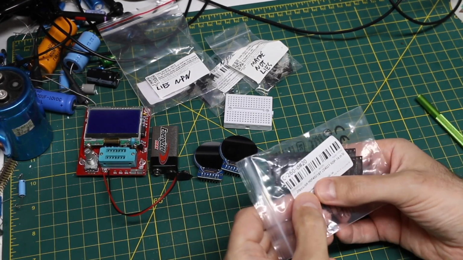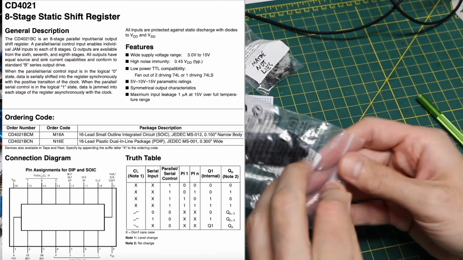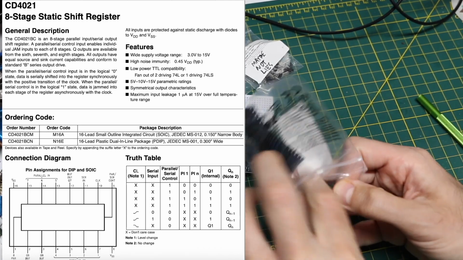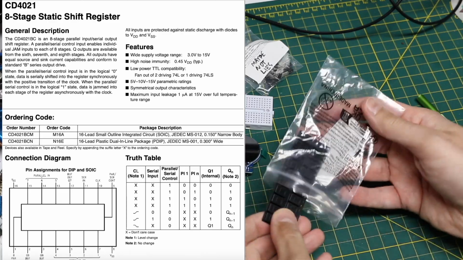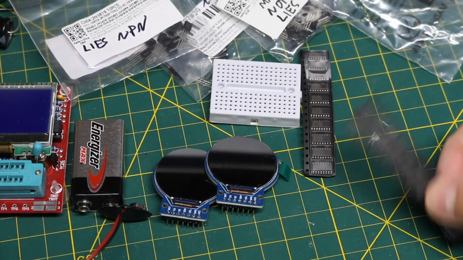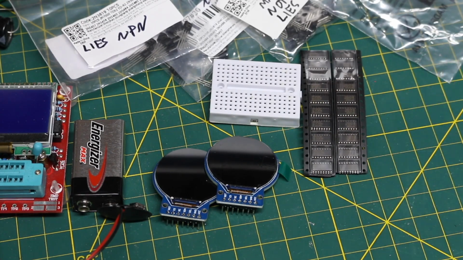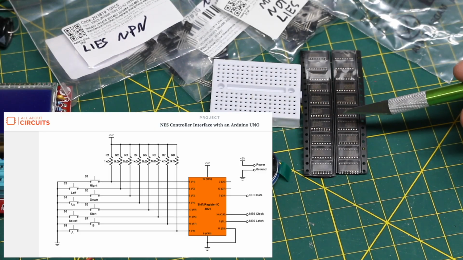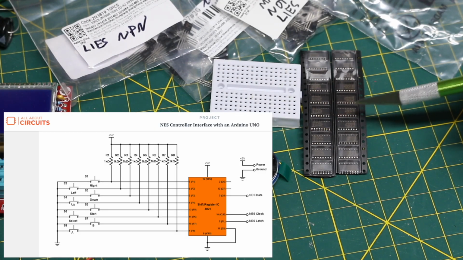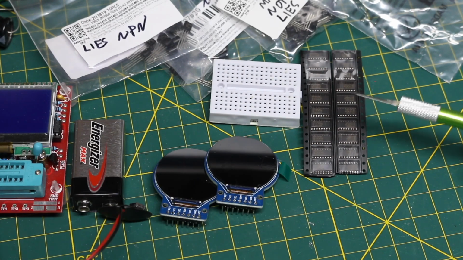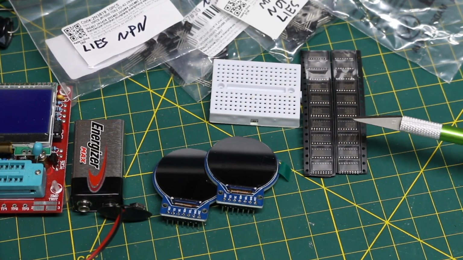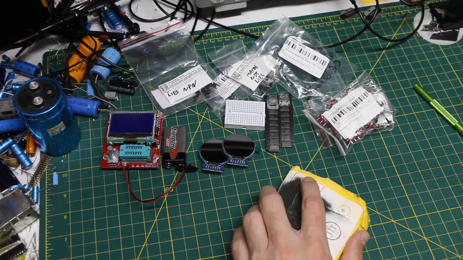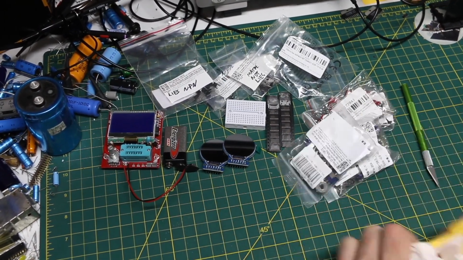20 pieces of 4021. A CMOS shift register, 8 parallel inputs that you can then clock out serially. I'm going to be using these soon, if my project works, for some NES or SNES gamepad controller-based circuits, because that's what they use to clock the button data into the console. A couple of things for parts inventory.